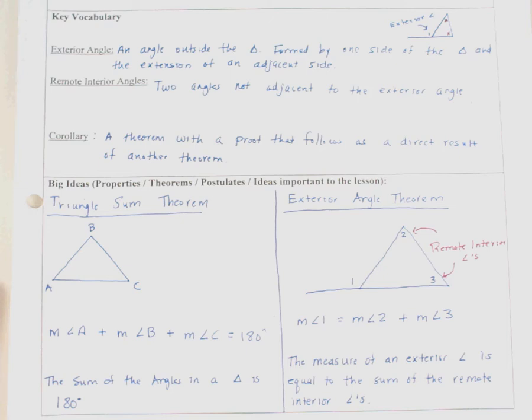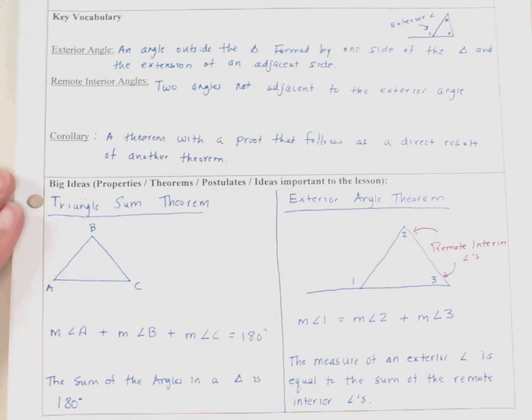The exterior angle theorem states that the measure of an exterior angle is equal to the sum of the remote interior angles. We will be discussing these theorems in a little bit more detail in class and why they are true. Now we are going to use these two theorems, the triangle sum theorem and the exterior angle theorem, to solve some problems. When you're ready, turn the page.